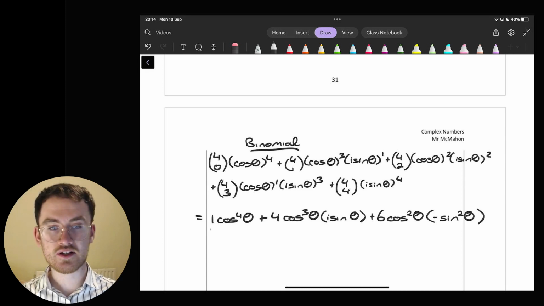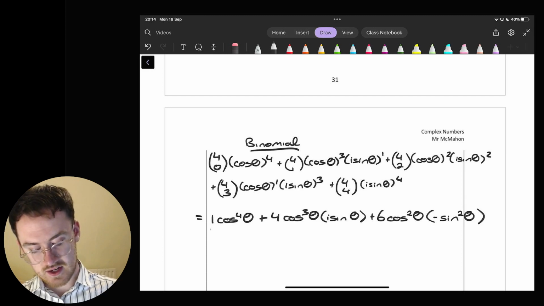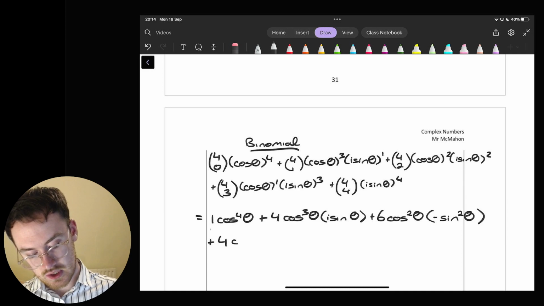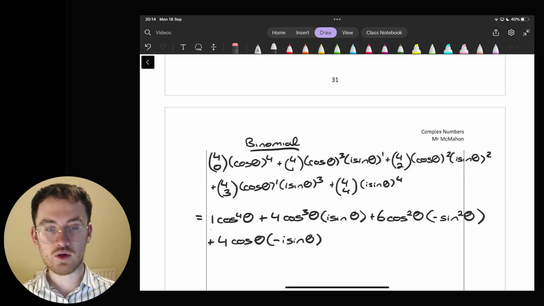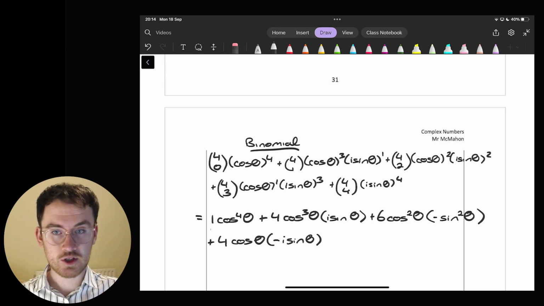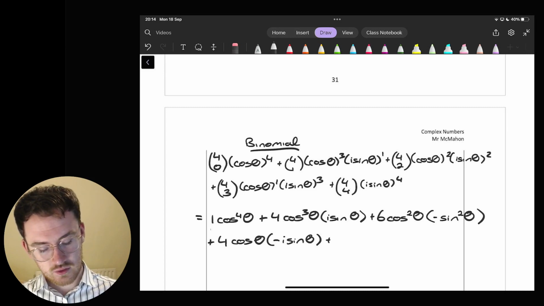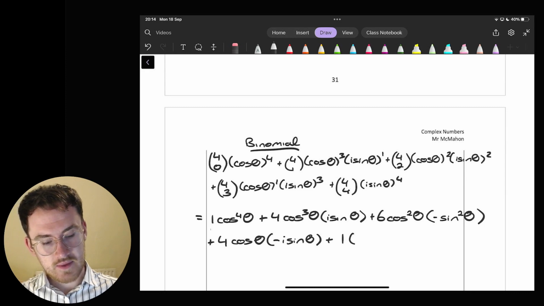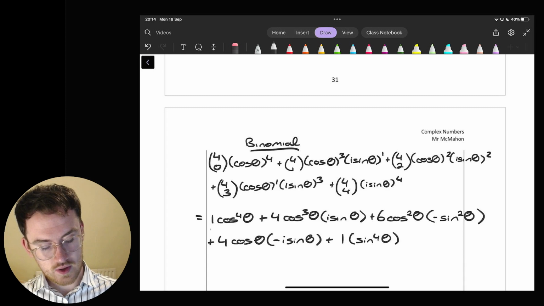So i squared is minus 1, so we get that minus sine squared theta. Then 4 choose 3 is going to be 4 cos theta, and we get minus i sine theta. Remember, i cubed is going to be minus i, because i squared is minus 1, and then we multiply it by i again. And 4 choose 4 is just 1, and that's going to be minus 1 by minus 1, which is just 1. So we just get sine to the power of 4 theta.